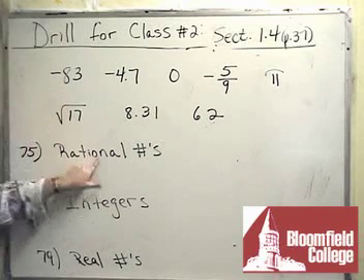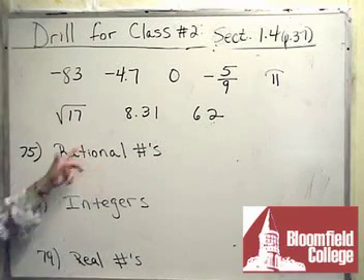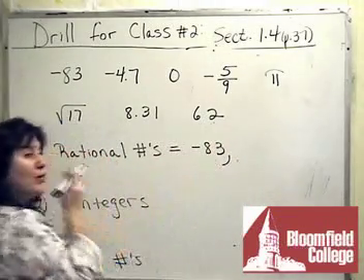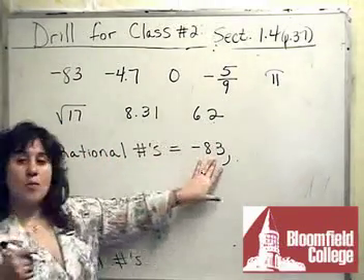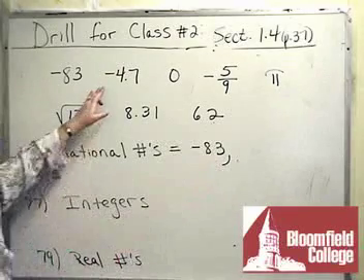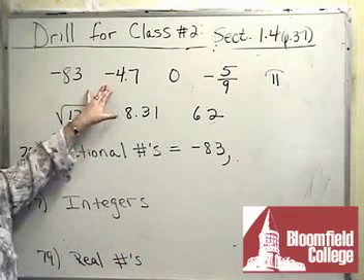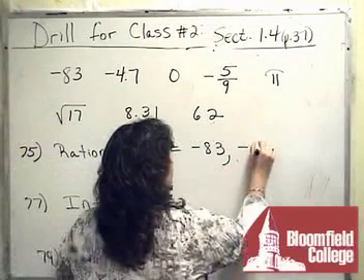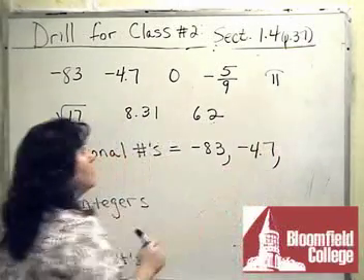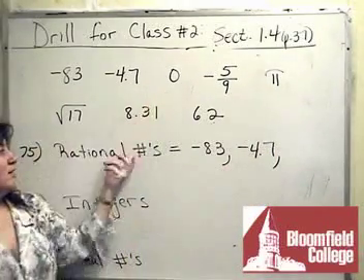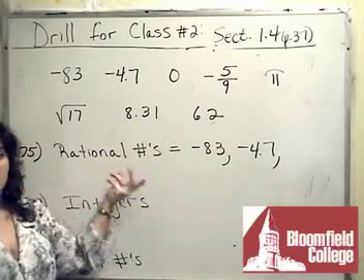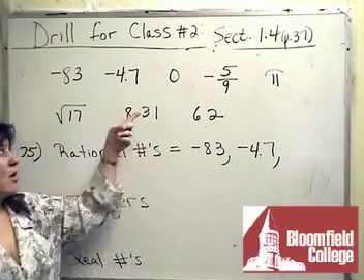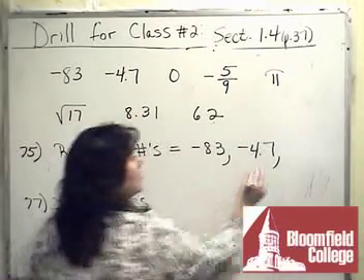Negative 83 is rational. It's an integer. Integers are rationals. Also, you can think of negative 83 as a terminated decimal. Negative 4.7 is a rational number. It's a terminated decimal. 0 is a rational number. It's an integer. It's a whole number. Integers, whole numbers are rational numbers. Also, 0 is considered a terminated decimal.